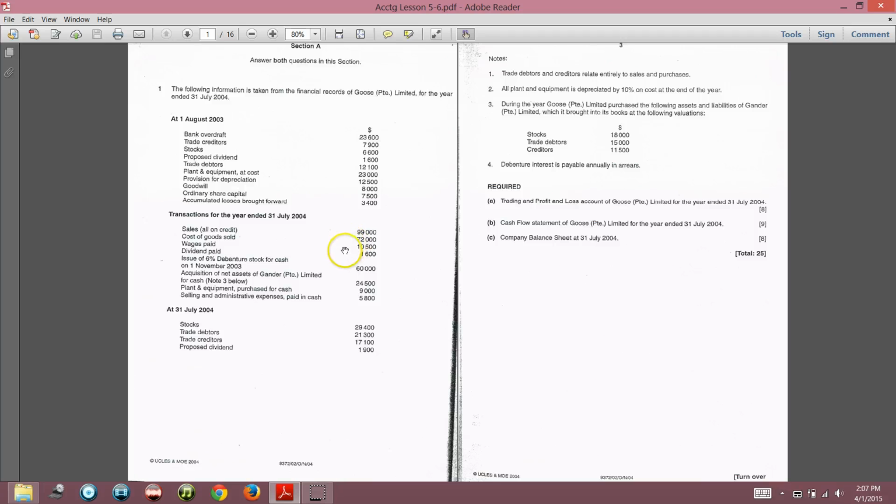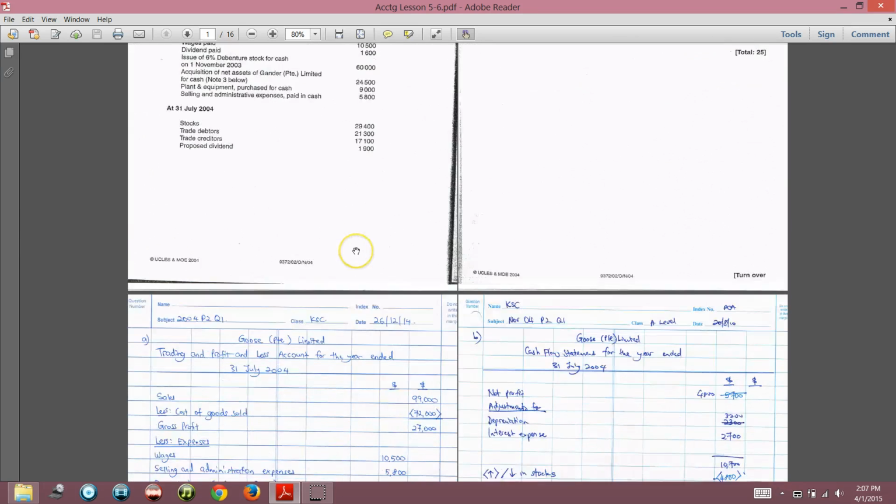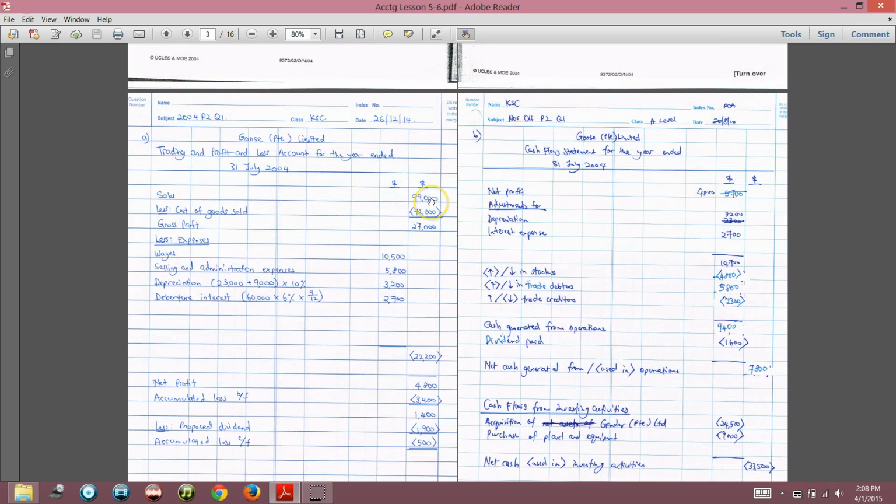Okay, you see here, there are some easy figures that you can just put in. Sales, cost of sales, I would just put sales 99,000 and then cost of sales. You would have laid out your question paper just like how I told you before. So cost of goods sold, just 72,000. Then sales minus cost of goods sold, you will get gross profit. Then here, less expenses. Expenses, you just copy from the question paper. Wages is 10,500. Then 5,008 is the selling and admin. And then depreciation is, okay, wait, depreciation.